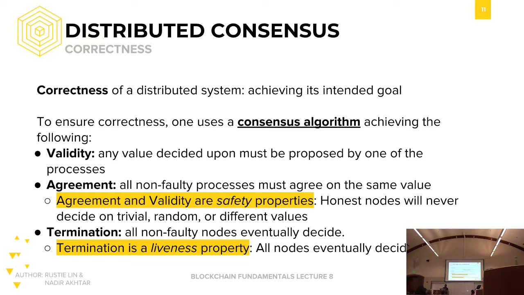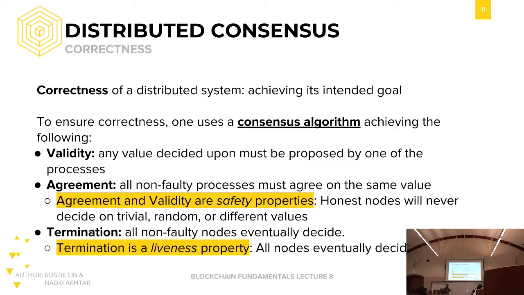And when we have distributed consensus, all these different nodes trying to agree on some value, on some truth, to define the correctness of the system, we have to make sure that it achieves its intended goal. Right? So to ensure correctness, we use a consensus algorithm. And this algorithm needs to satisfy the following. It needs to satisfy validity, agreement, and termination.